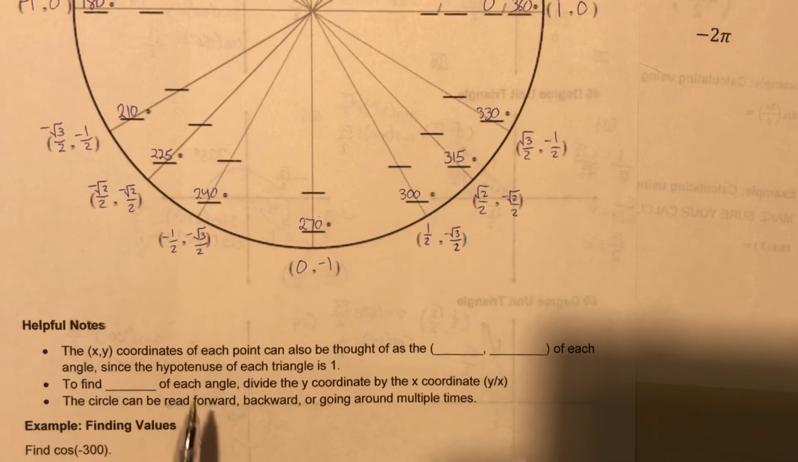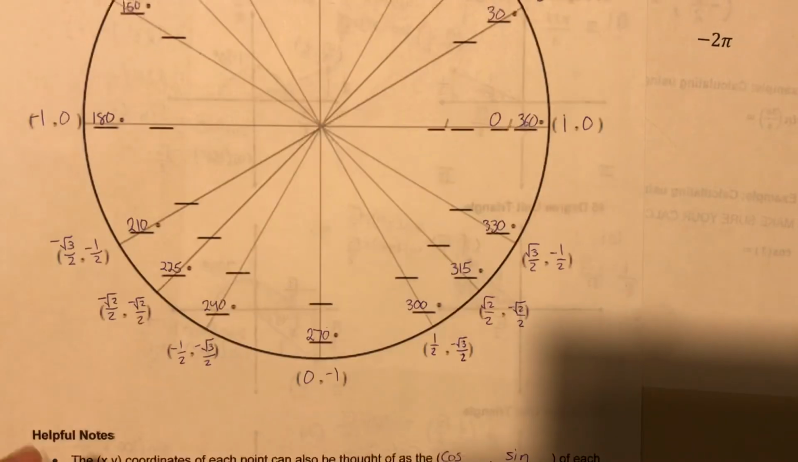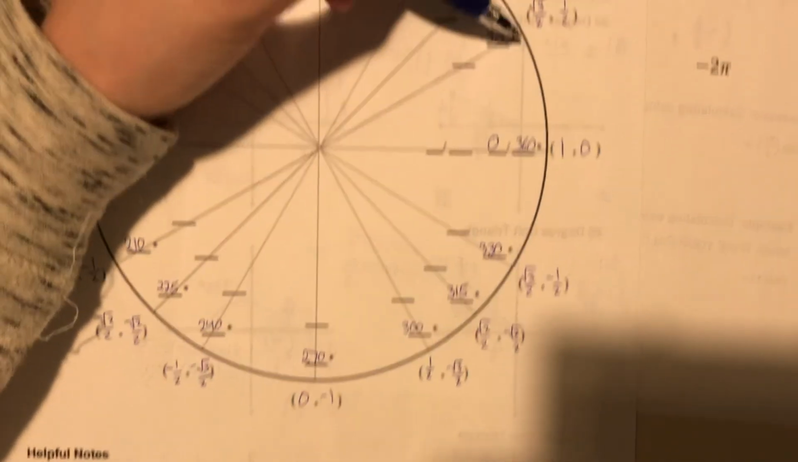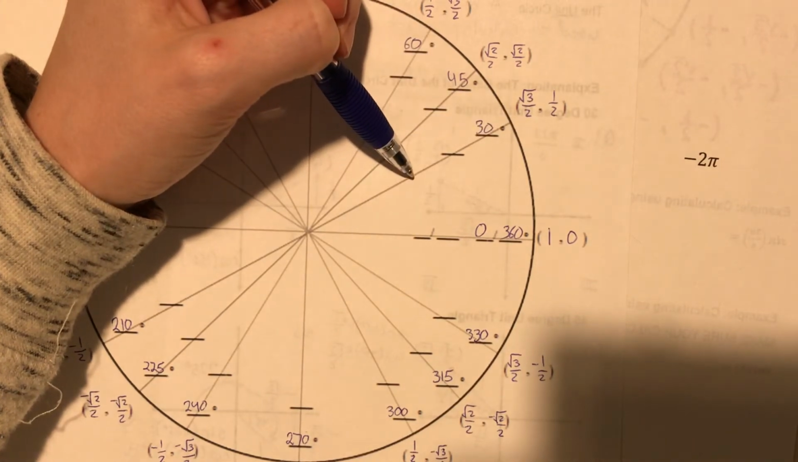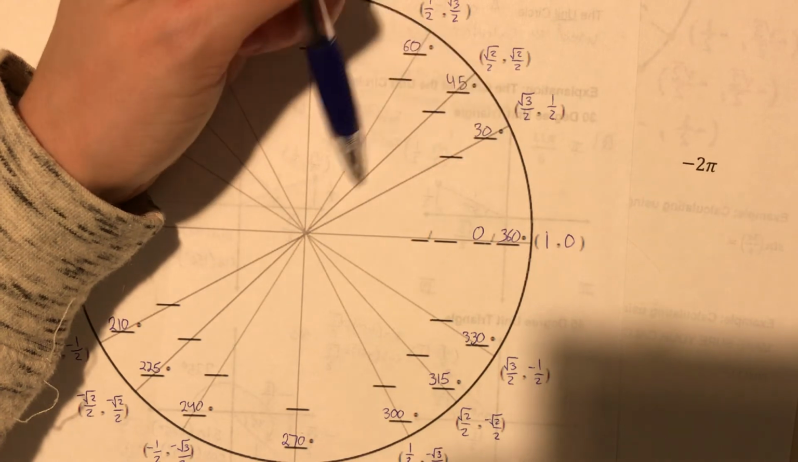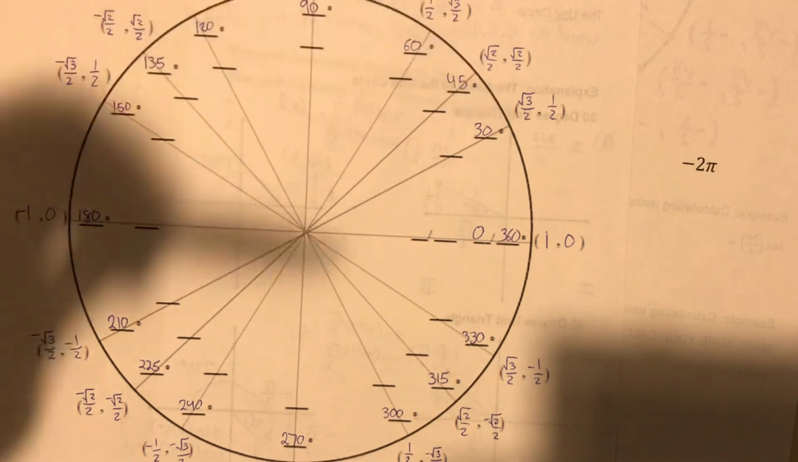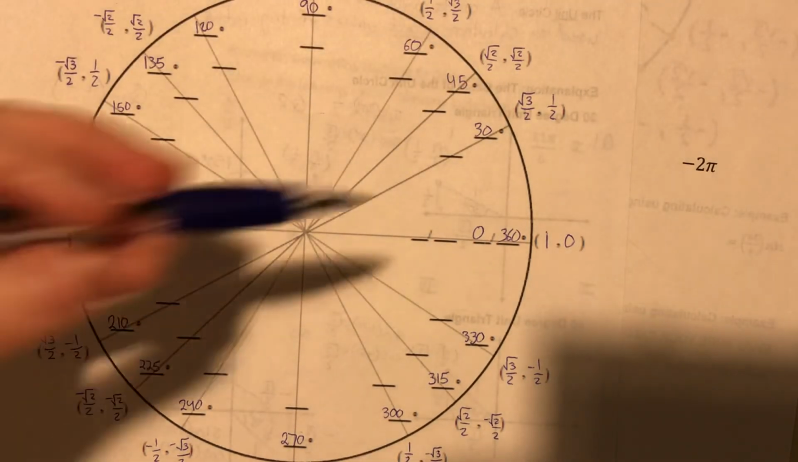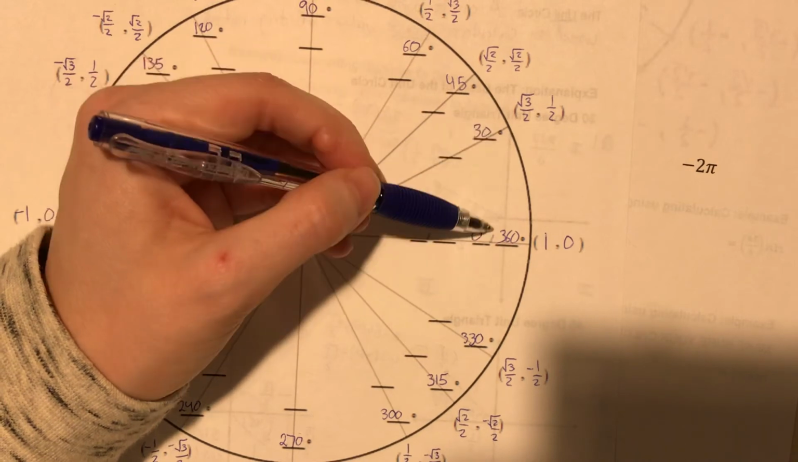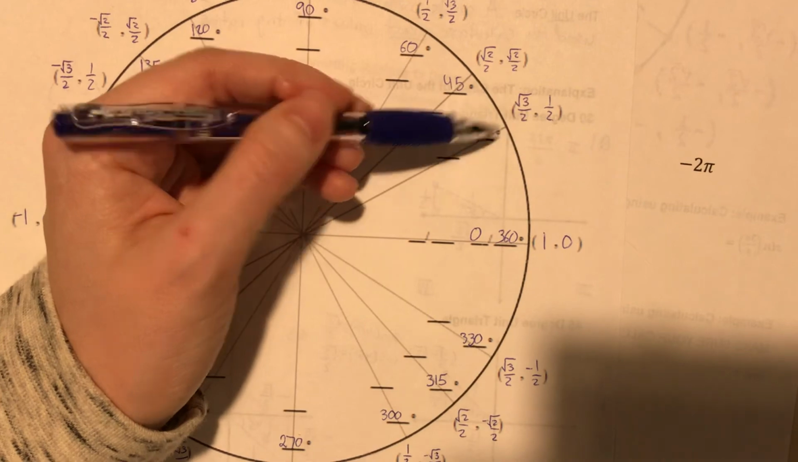The x, y coordinates of each point can also be thought of as the cosine, sine of each angle, right? If we're trying to find the cosine of 30 degrees, we're using adjacent over hypotenuse. So adjacent is the x coordinate, square root of 3 over 2, over the hypotenuse of 1. The cosine of 30 degrees is square root of 3 over 2. If we're trying to find the sine of 30 degrees, we're using the opposite, the y coordinate of 1/2 over the hypotenuse of 1. So the sine of 30 degrees is 1/2.